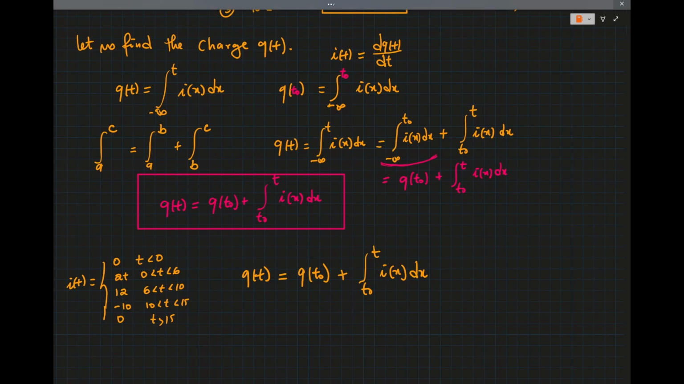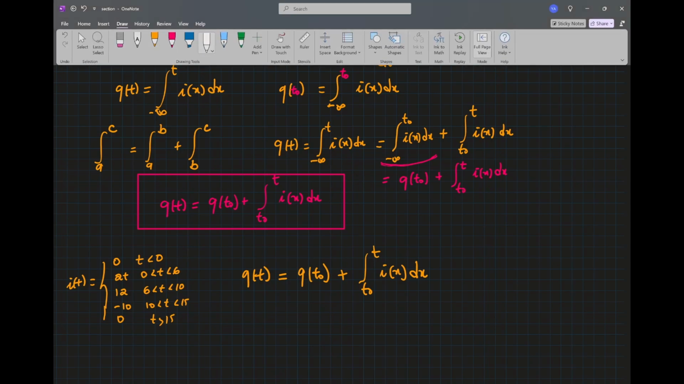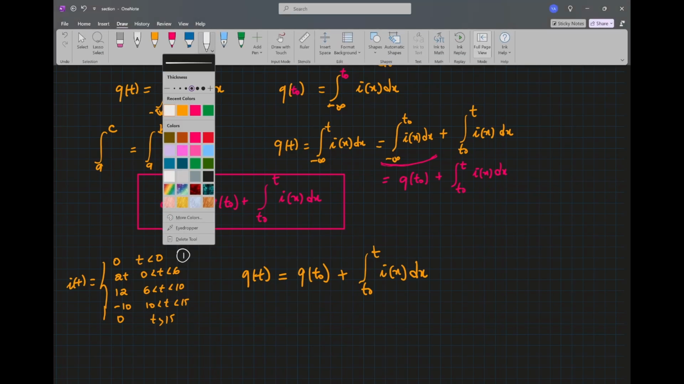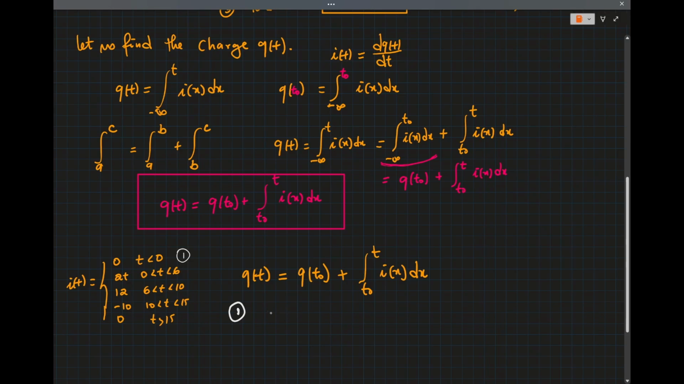Now let's look at the first one, number one. What do we have? When t is less than 0, I of t is 0, so q of t is 0 for t less than 0. Okay, so that's the first.